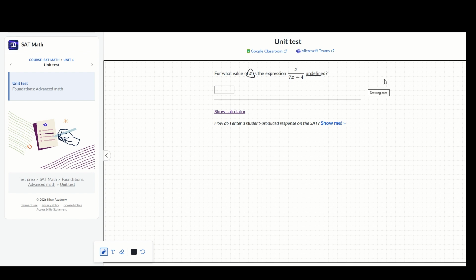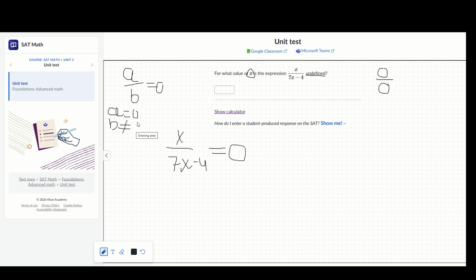Next. For what value of x is the expression undefined? When any expression has a denominator equal to 0, it is undefined. We make the denominator equal to 0. When a over b equals 0, we need to make a equal to 0, but b not equal to 0. x equals 0, and 7x minus 4 doesn't equal 0, so here x doesn't equal 4 over 7.